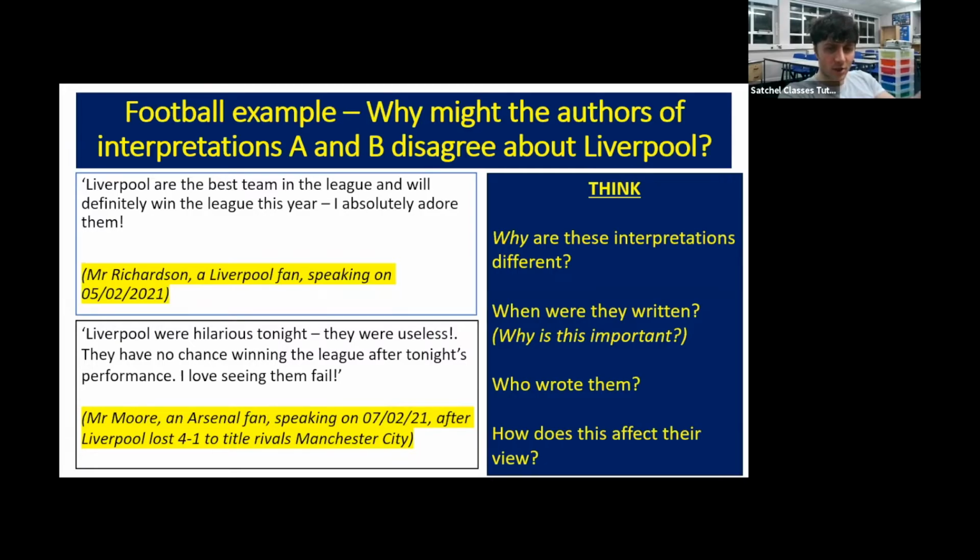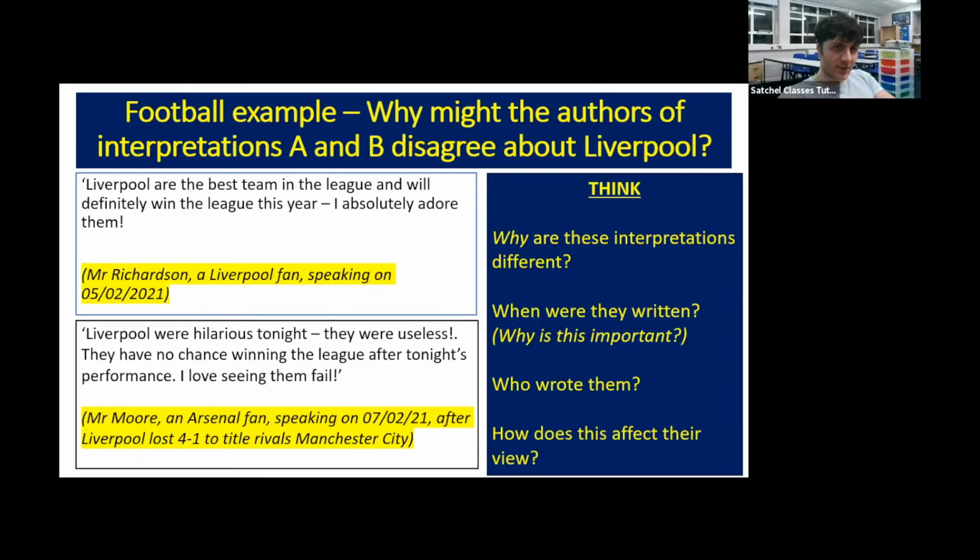Okay, coming back. So there are two things again. Number one, we're informed that Mr. Moore is an Arsenal fan. So, of course, Mr. Moore, as an Arsenal fan, is not likely to be supportive of Liverpool. He's probably going to be much more critical. Secondly, again, we could bring in the time that Mr. Moore spoke. So, on the 7th of February, he was speaking right after Liverpool had lost 4-1 to Man City. And that obviously makes Liverpool a much less likely bet to be able to win the Premier League this season. So both who he is and when he was speaking makes Mr. Moore likely to be more negative about Liverpool. That would get us 4 marks if this was the exam question.